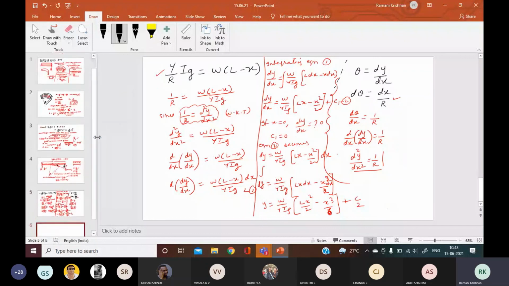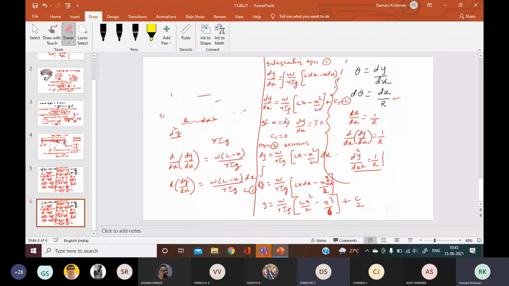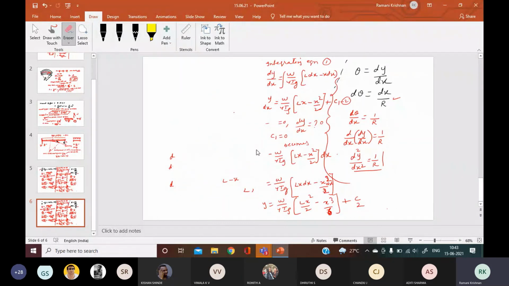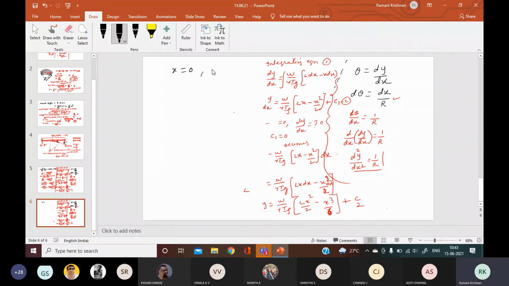Good guess, but how? Apply the same condition, ma'am. Yes, tell me the condition. When x equal to 0, what is y equal to? y equal to 0. So C2 is also 0.